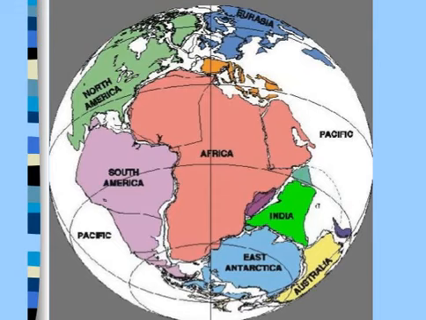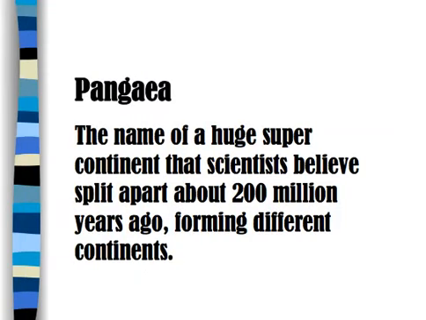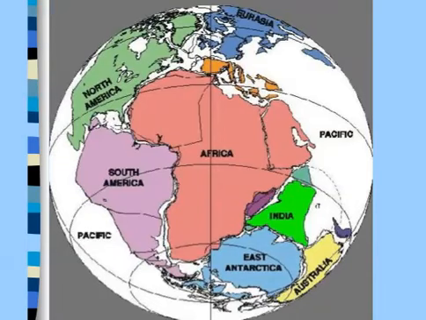Do you know what these are? All of these things together? Separated, they're known as continents. Together, they are Pangaea! The name of a huge supercontinent that scientists believe split apart about 2 million years ago, forming completely different continents. See, we have North Africa, South America. Did I say North Africa? I meant North America. Oopsie.